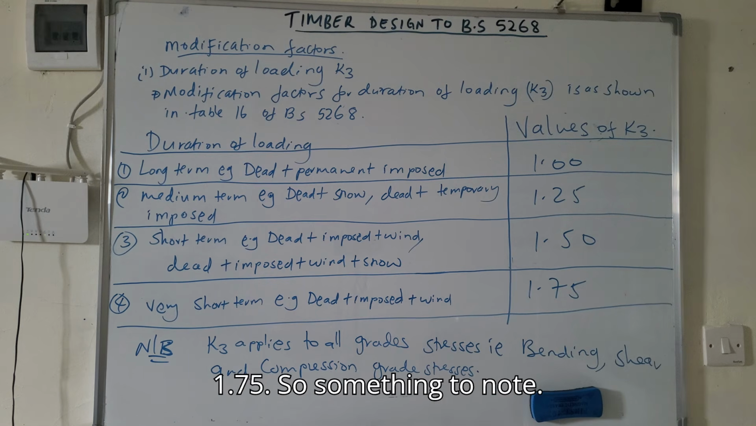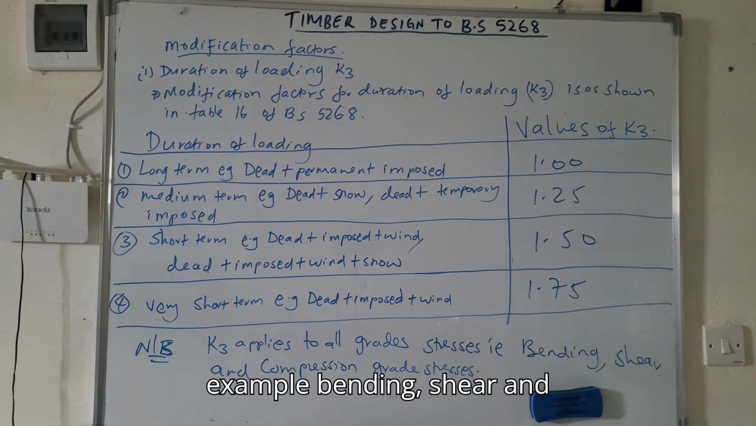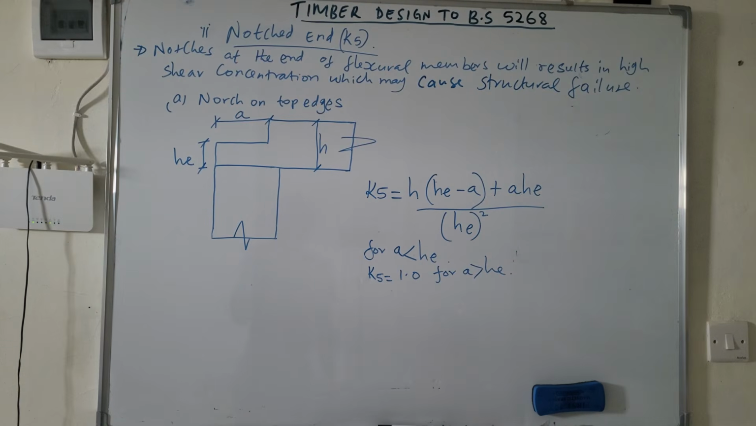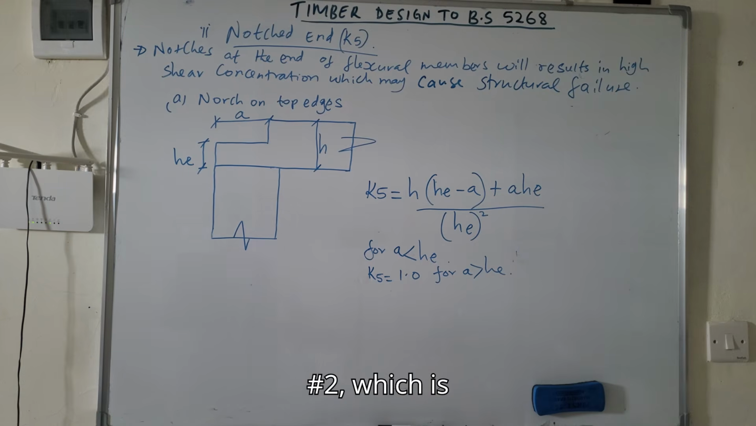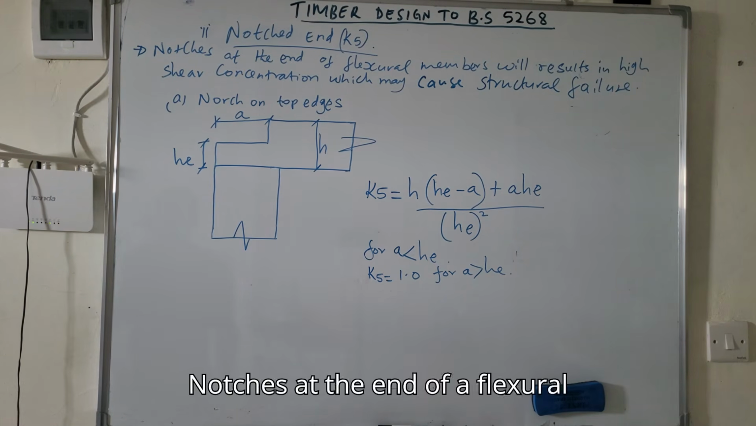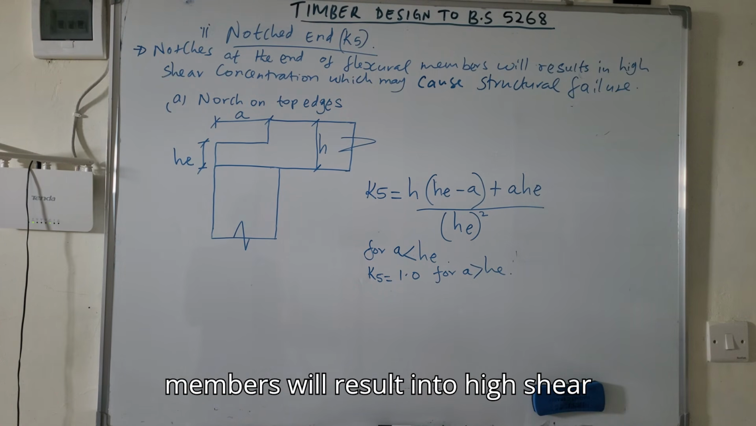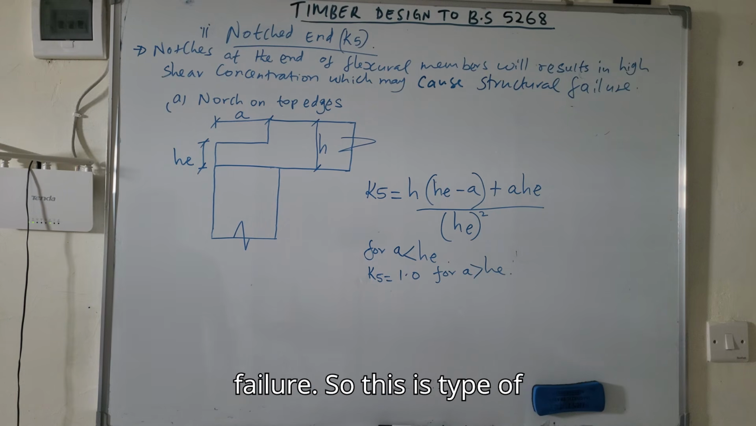Something to note: K3 applies to all grade stresses, for example bending, shear, and compression grades. Let's talk about modification number 2, which is notched end or K5. Notches at the end of flexural members will result in high shear concentration, which may cause structural failure. This is a type of notch, and it is at the top edge.